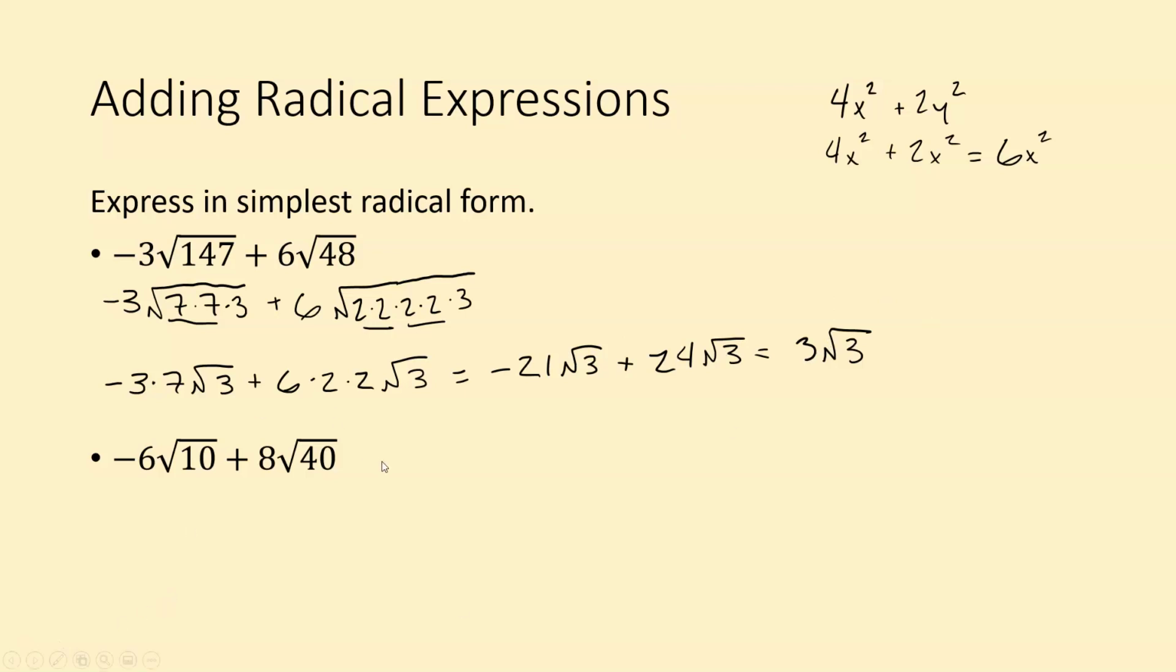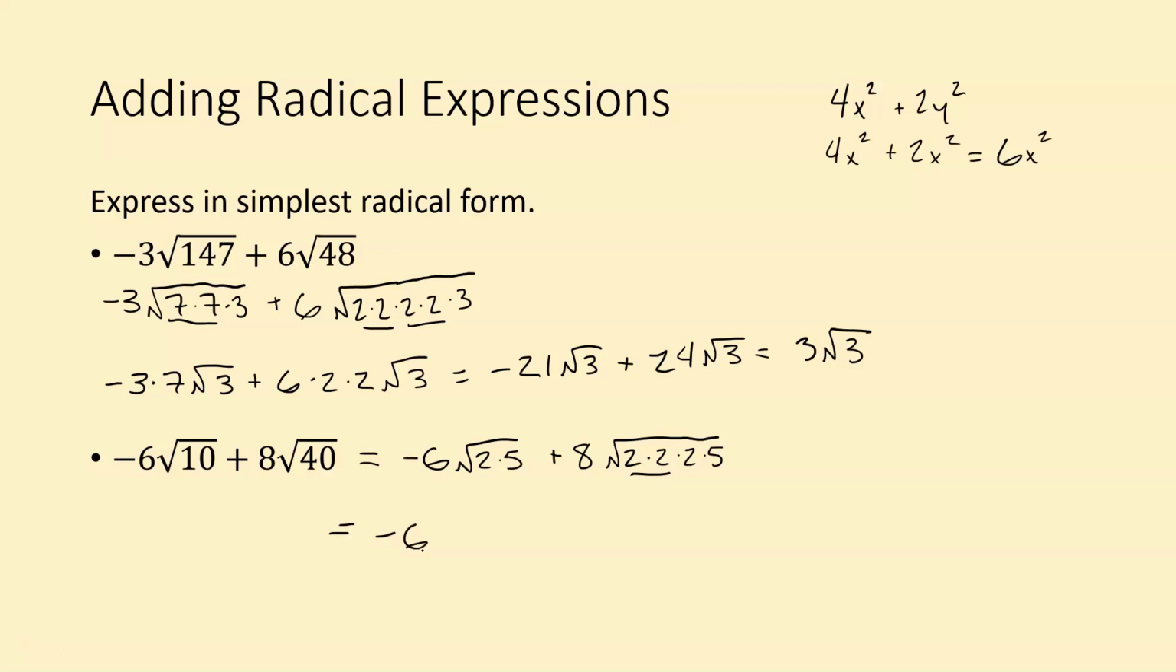So we want to go ahead and do the same thing for this next example. We want to expand the radicand and see if we can simplify it in such a way that the radicals are the same so that we can add them together. So 10 can be expanded to 2 times 5. Nothing we can pull out of the radical there. 40 we can expand to 2 times 2 times 2 times 5. So we can pull out this pair of 2's.